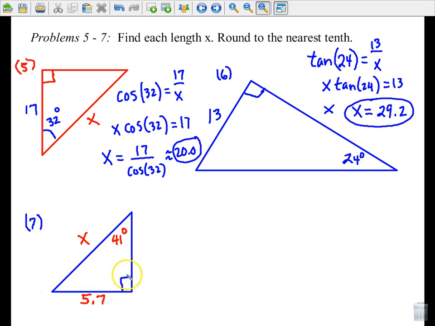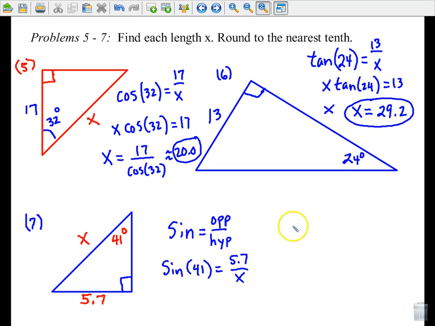And then finally, number 7, this will be my last example. Thank you for hanging in there. Here we have this angle, and I'm trying to find the hypotenuse. Well, think of the ratio that involves opposite and hypotenuse. Hopefully you remember that that's sine. Sine is opposite over hypotenuse. So we're going to do sine 41 equals the opposite side, which is 5.7, divided by the unknown hypotenuse.